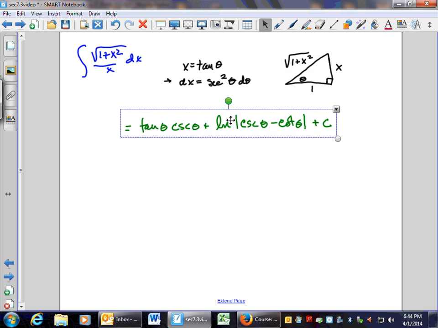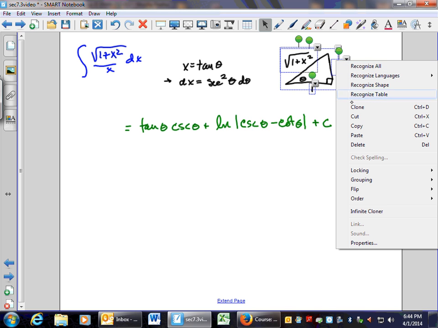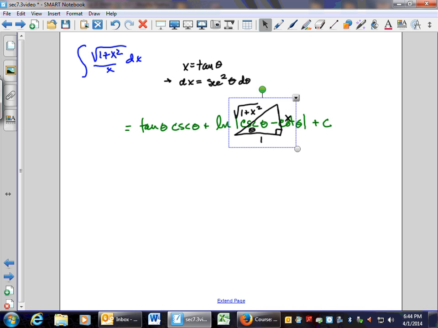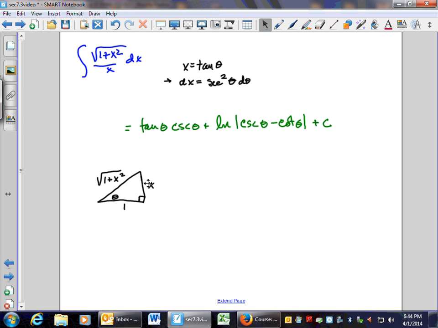Okay, now, actually, I'm going to bring this triangle down here. Now, let's write all the trig functions that we need from this triangle. Okay, so first of all, we know that the tan of theta is x. Okay, so tan theta, x over 1, x. Sine theta is the opposite side over the hypotenuse, so x over the square root of 1 plus x squared. And we know that the cosine theta is the adjacent side over the hypotenuse.